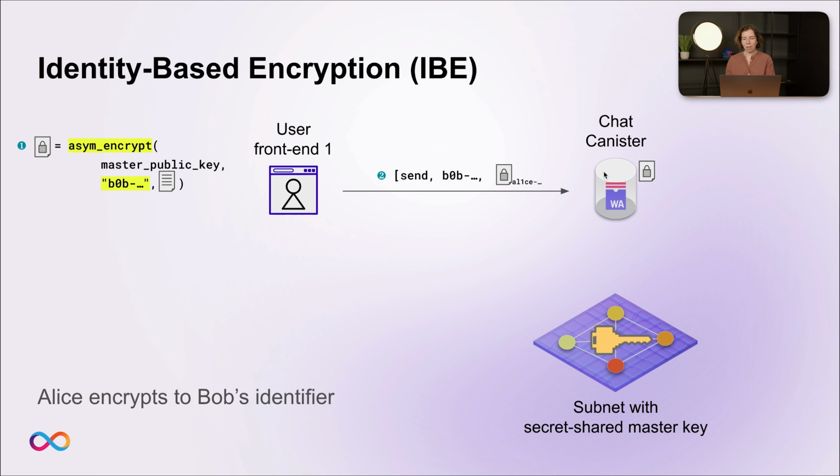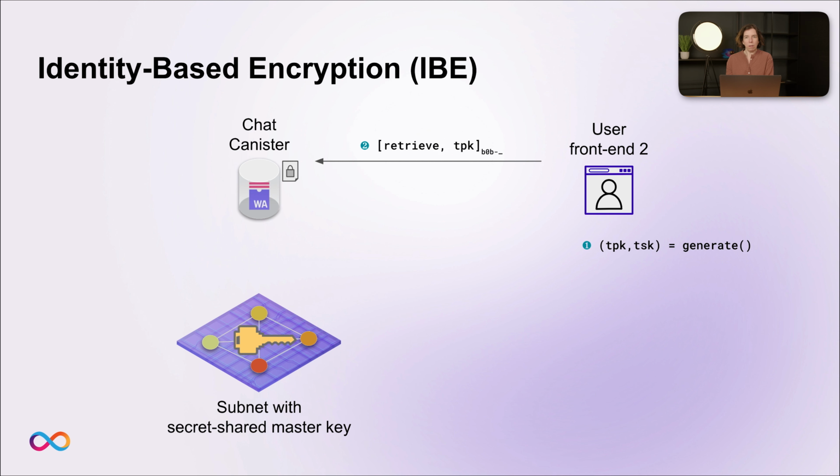The encrypted message sits in the chat canister waiting for Bob to come and say, hey, I want to retrieve and decrypt my chat messages. And so the flow is pretty similar to before, but just on the other side now we have the second user's front end. Let's call this Bob's front end. Bob now generates his transport key pair and asks to retrieve his messages, sending the transport public key so that when his derived key is produced by the subnet, he can actually decrypt it.